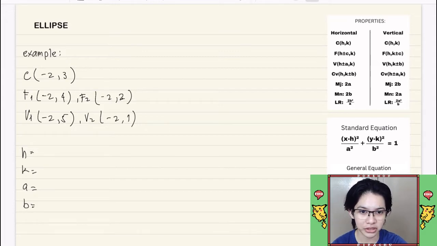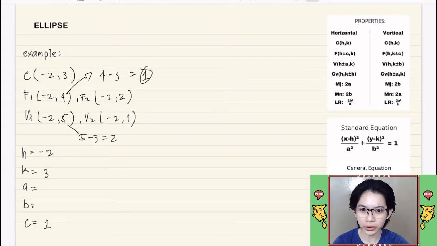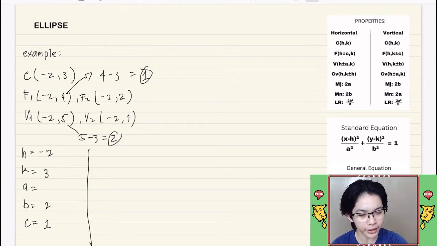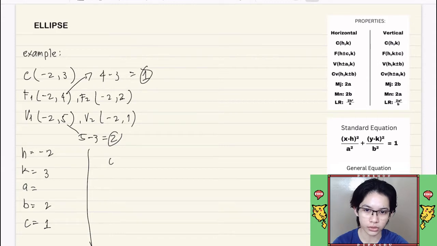We can tell that this ellipse is vertical since the h has a constant value. Since the center is given, h is -2 and k is 3. For now, we are going to skip a to show how to use the Pythagorean theorem in solving the general equation. To get b, we can either add or subtract the k of the vertex to the k of the center. In this equation, we are going to subtract 5 and 3, which is equal to 2, thus b is 2. There are also some instances where we need to find c to utilize the Pythagorean theorem in getting a or b. Thus, c is 1.